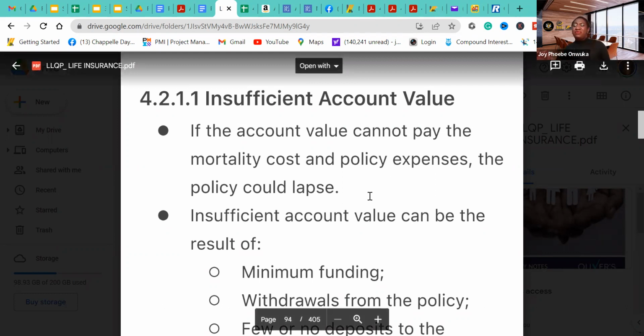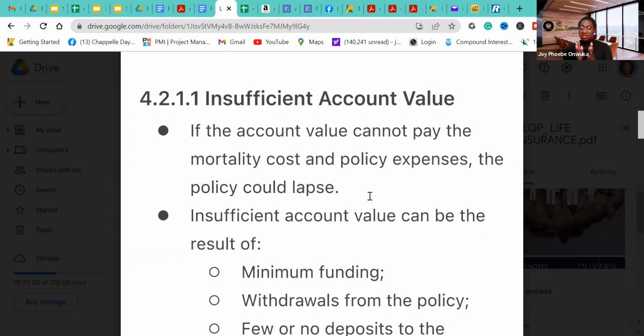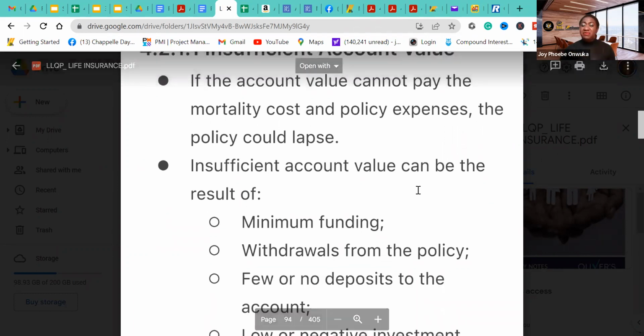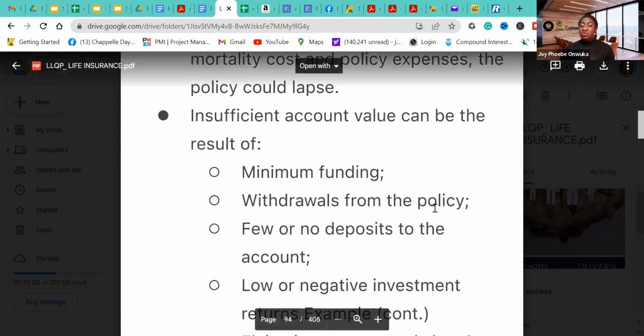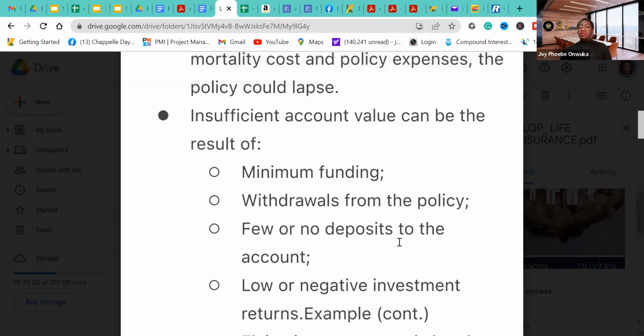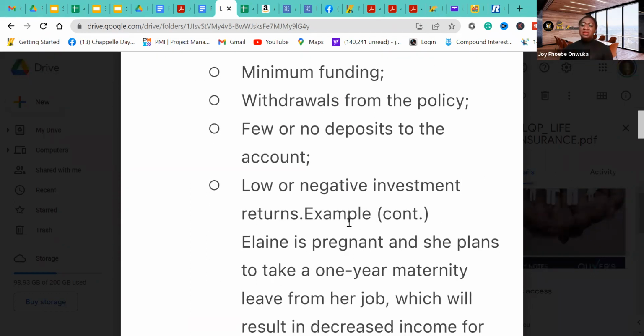Sufficient fund is enough fund to cover mortality costs and then expenses. However, if there's no sufficient fund to cover the mortality costs and expenses, because the mortality costs, expenses, and taxes are what constitute the minimum deposit to keep the policy going, then the policy will lapse. All right. Insufficient account value can result from minimum funding, withdrawal from the policy, few or no deposits to the account, or low or negative investment return.